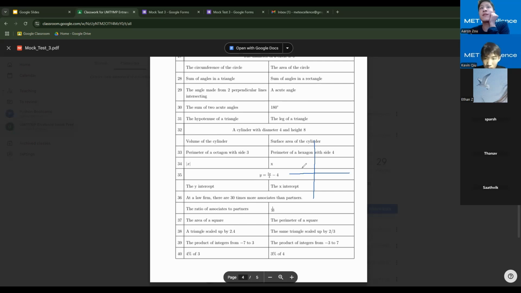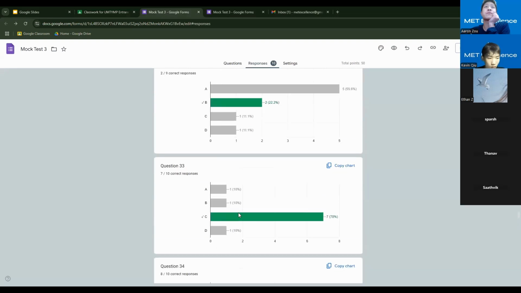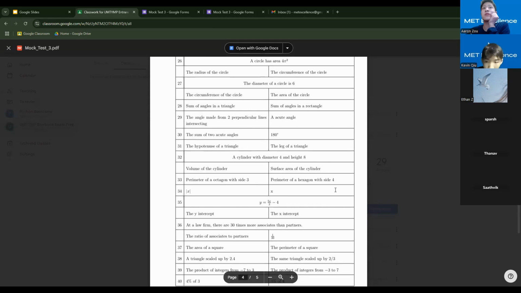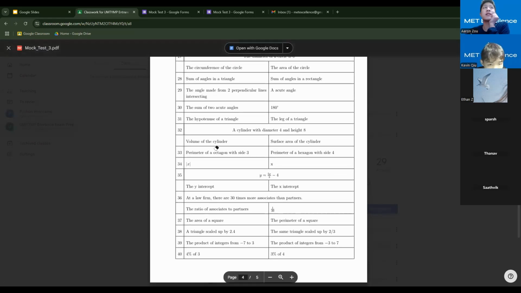So question 35, if I graph this, it looks something like this. And 5/3 is the slope, and -4 is the y-intercept, and the x-intercept is this positive number here. So the answer is B. But this question is hard. We didn't teach it yet, so no worries if you missed that one. Let's go over question 32 now. Question 32 asks for the volume of a cylinder.